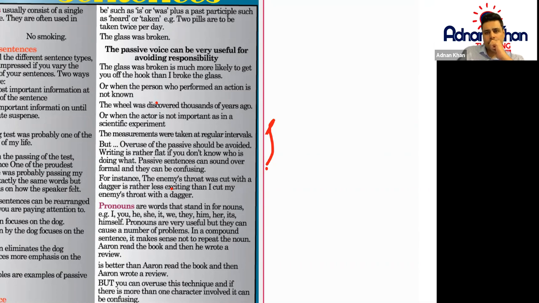But the rule overrules: the passive should be avoided. Writing is rather flat if you don't know who is doing what. Passive sentences can sound over-formal and they can be confusing. For instance, "the enemy's throat was cut with a dagger" is rather less exciting than "I cut my enemy's throat with a dagger".